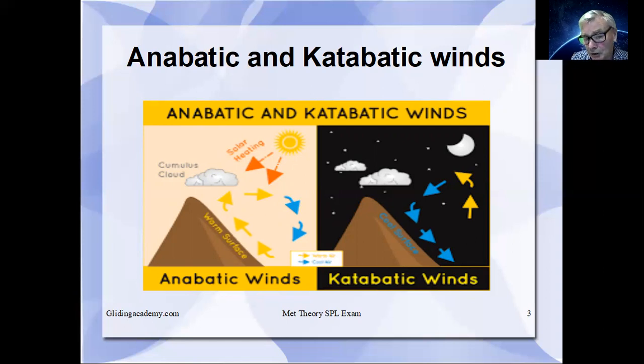So now we've got a circulation movement where the air flows down the mountain slope and up the centre of the valley. Now for a glider pilot, clearly the better place to be would now be the centre of the valley and not by the mountain slope.